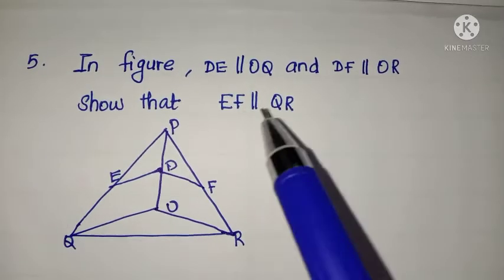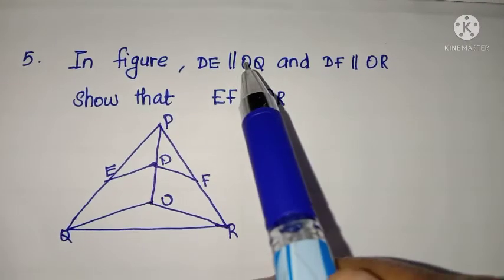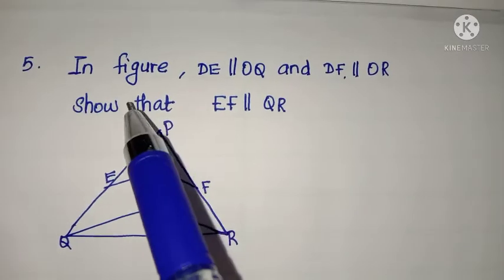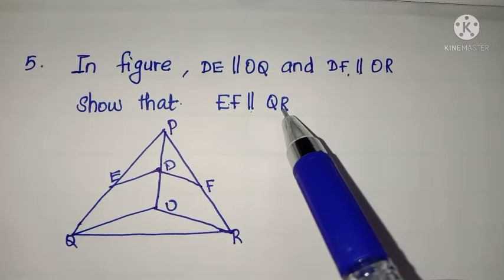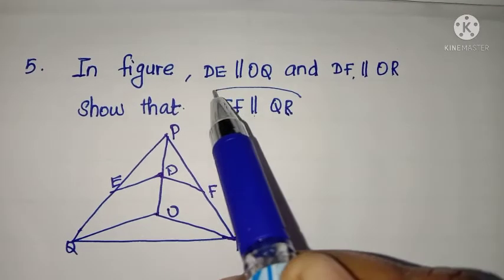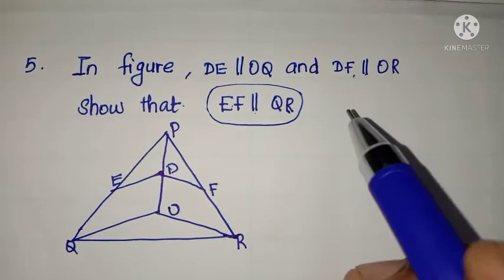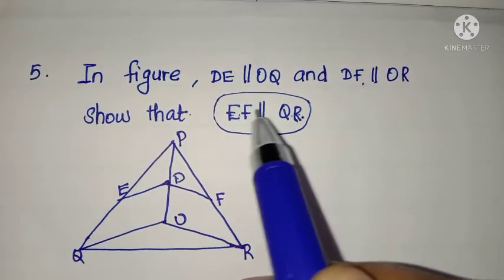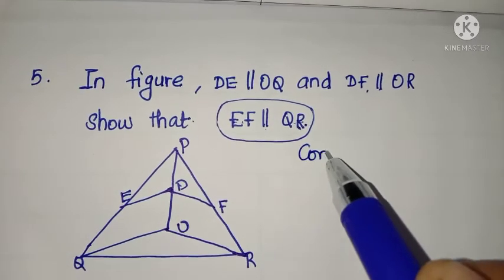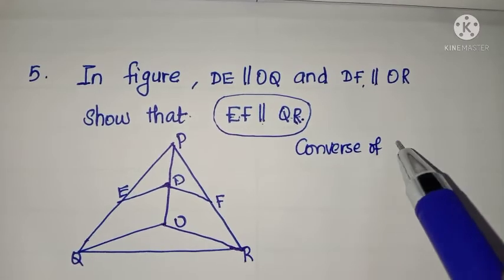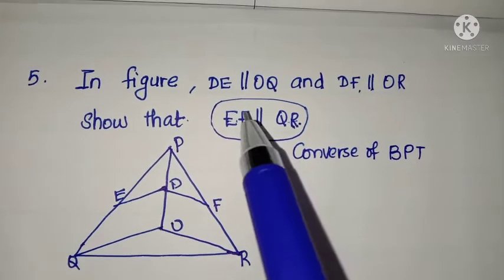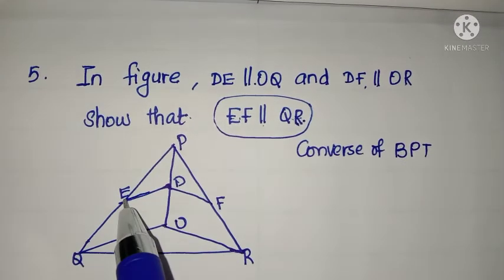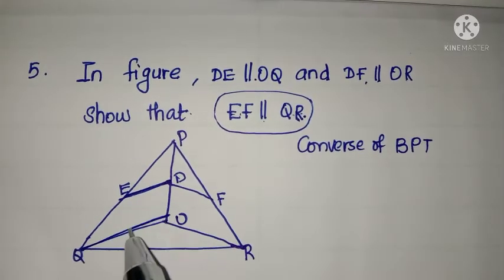Now question number 5. In the figure, DE is parallel to OQ, DF is parallel to OR, then show that EF is parallel to QR. So stick on here, EF is parallel to QR. So we need to prove two lines are parallel. So to prove parallel, we use the converse of basic proportionality theorem. Again, given DE is parallel to OQ.